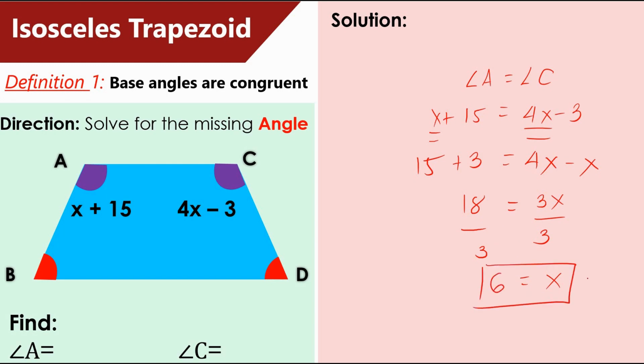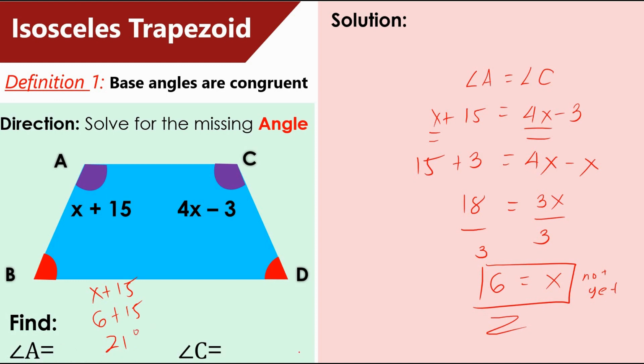As what I said a while ago, this is not yet the final answer. This is just the value of x that will be substituted to our answer here. So our goal is to find the value of angle A and angle C. So first, copy the given x plus 15 for angle A, and then substitute the value of x that we solved a while ago. So the value of x is 6 plus 15, and the sum is 21. That would mean the measurement of angle A is 21 degrees.